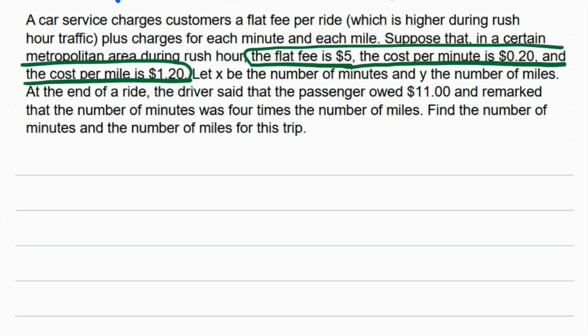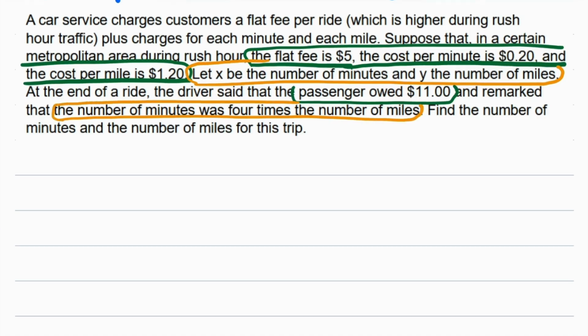Then it says let X be the number of minutes and Y be the number of miles. At the end of the drive, the passenger owed $11. And he said that the number of minutes was 4 times the number of miles. I used yellow for my X and Y, and green for all the money, just so we can highlight what we know.